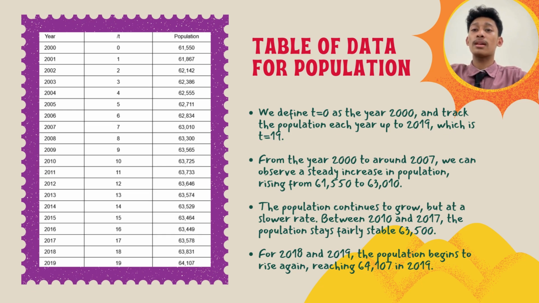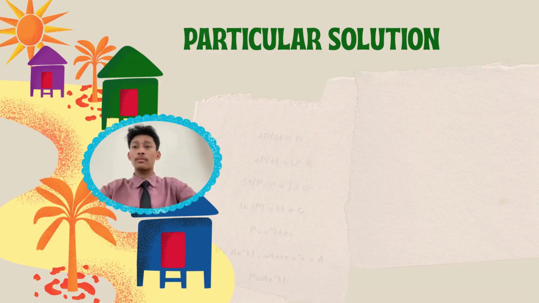Between 2010 and 2017, the population stays fairly stable, fluctuating slightly around 63,500. In the last 2 years of this table, 2018 and 2019, the population begins to rise again, reaching 64,107 in 2019. This data suggests gradual growth over the 2 decades, with some periods of stability in between.